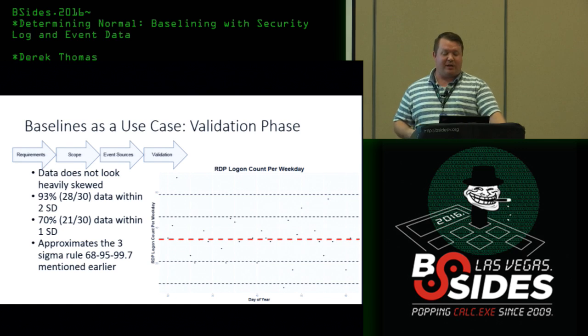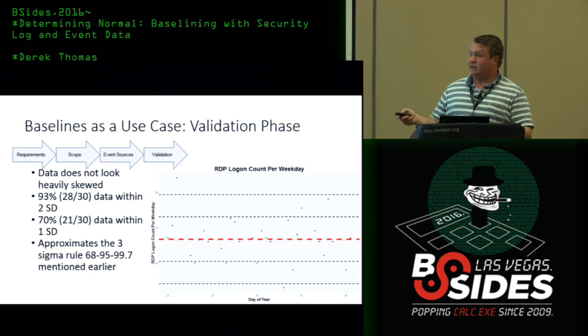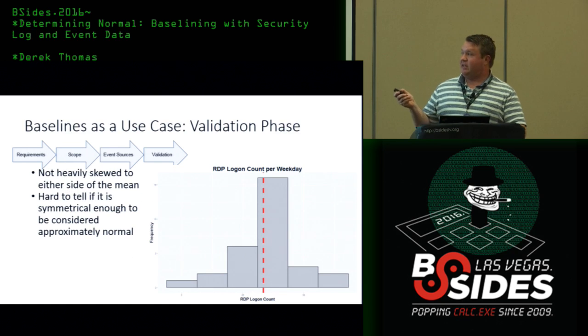So that closely approximates our 3 sigma rule at 68, 95, 99.7. So take a look at the histogram. The histogram looks pretty symmetrical about the mean. So there's approximately the same amount of data above and below the average. But again, it's hard to say, but I think this is a good candidate for that.